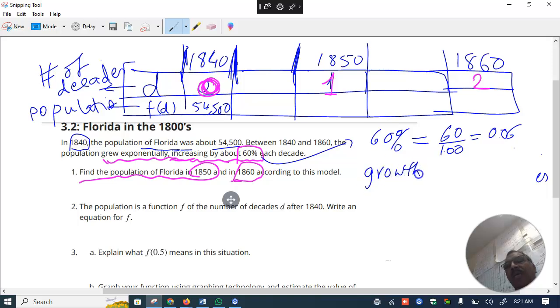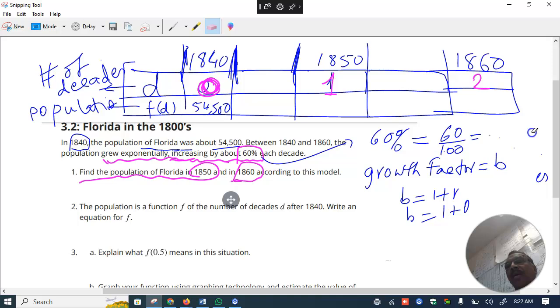But then we need to know the growth factor. So what is this growth factor? The growth factor is the B part. And B is 1 plus R, where R is the percent increase. I think I made a mistake here. This should be 0.6. This is 0.6, which is the percent increase, right? So the growth factor becomes 1.6. So this is an important number.